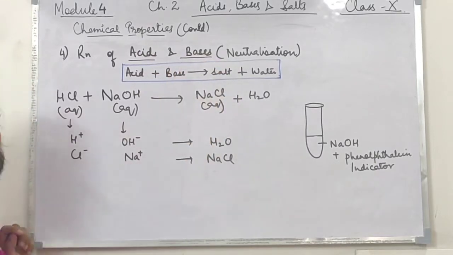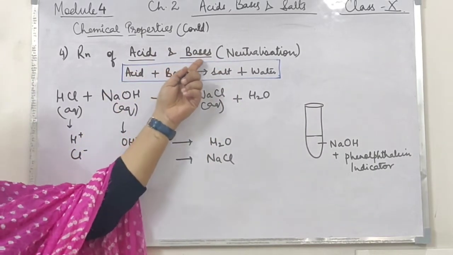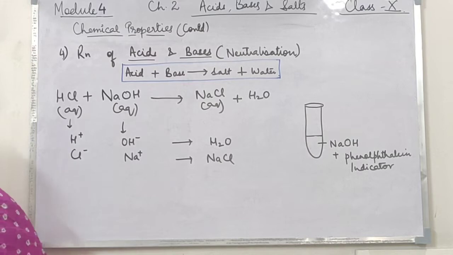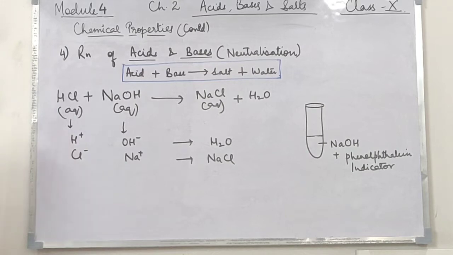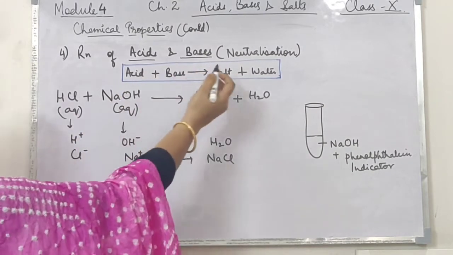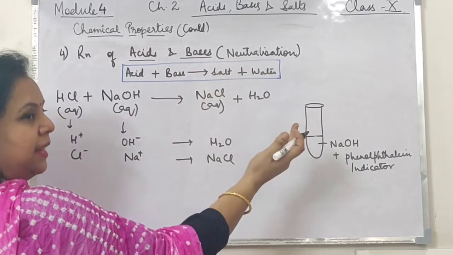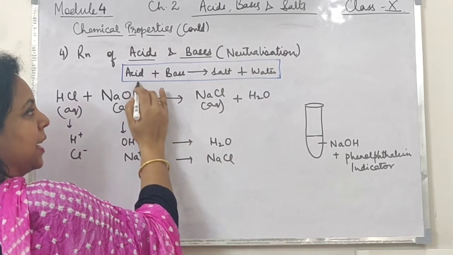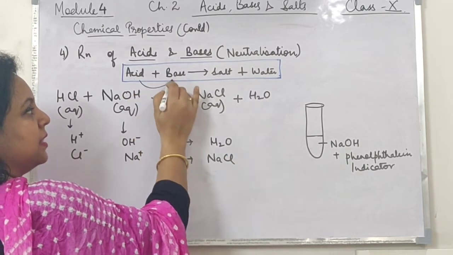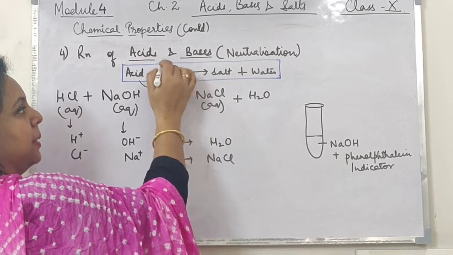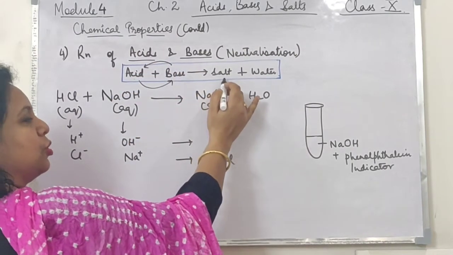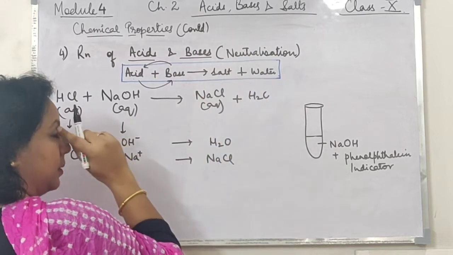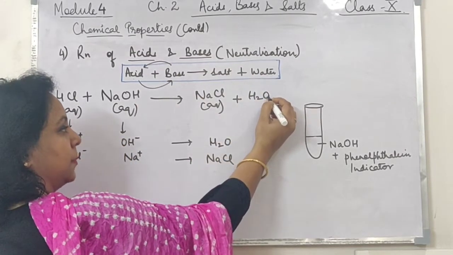and bases. What happens when acid and bases react with each other? It is a famous reaction by the name neutralization reaction. We have studied in class 7th also. Neutralization means cancelling the effect. So in this reaction, acid cancels the effect of base and base cancels the effect of acids to produce salt and water. Salt and water.